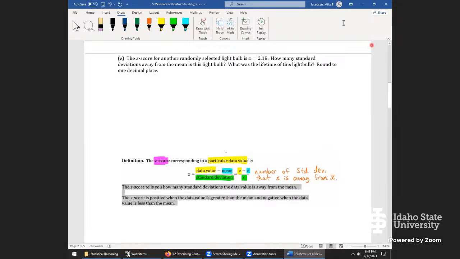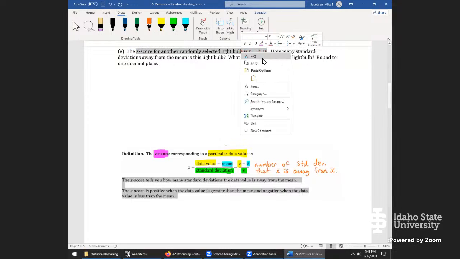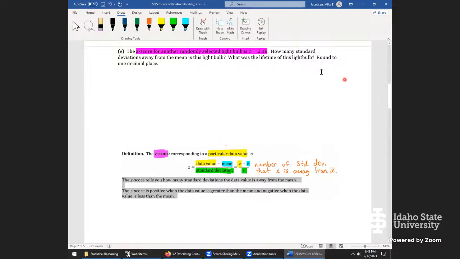This time it tells us the z-score for another randomly selected light bulb is z equals 2.18. So we have that information, and the question says, how many standard deviations away from the mean is this light bulb? So we're on this question right here. And I honestly think that's kind of a strange question. Anyone happen to know what the answer ought to be to that one? Yeah, go ahead. 2.18. Exactly.